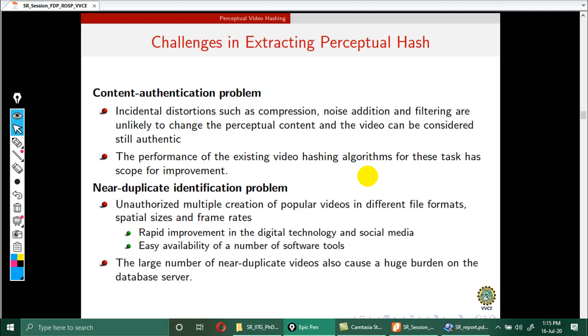Now we have to distinguish between what is part of the process, like compression and all, and what is done unauthorizedly, trying to burden the server. So these are the two challenges that need to be addressed when you are trying to extract the perceptual hash and implement it for a given application. Okay.